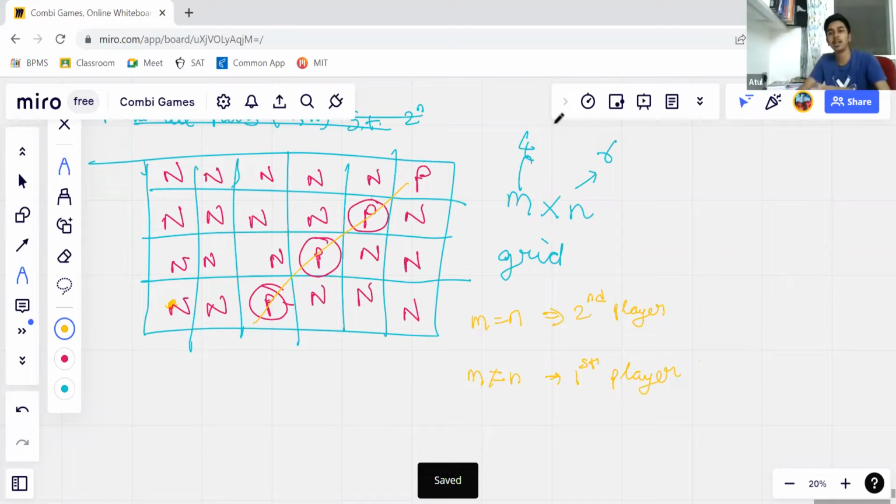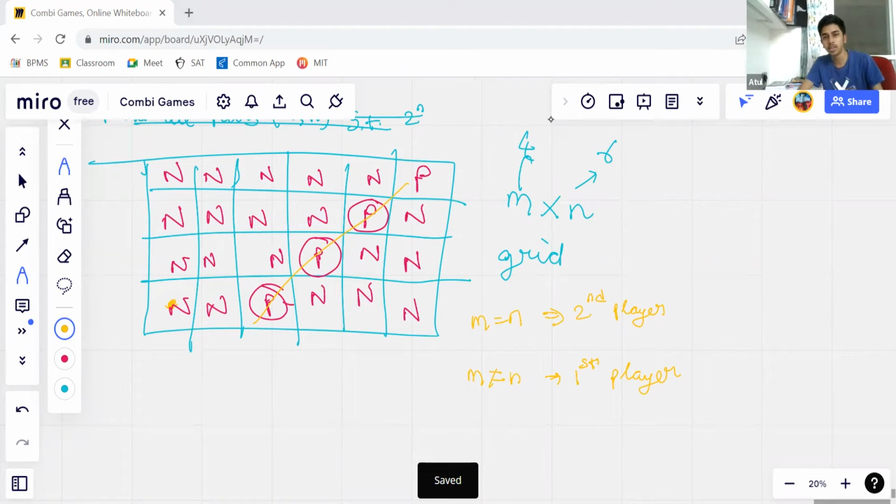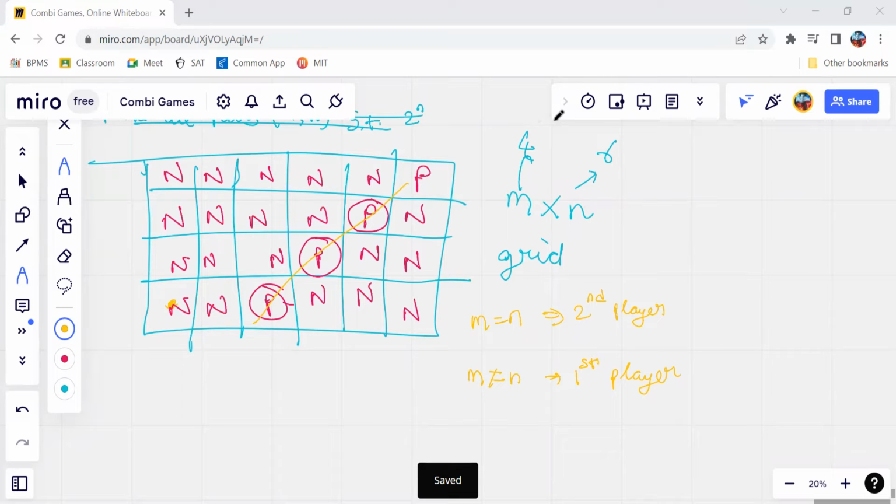And instead of phrasing it as P and N positions, do you see a way to phrase this as an explicit strategy? Like this P and N position thing works, but can you just phrase it as an explicit strategy, instead of saying fill the board with P and N?